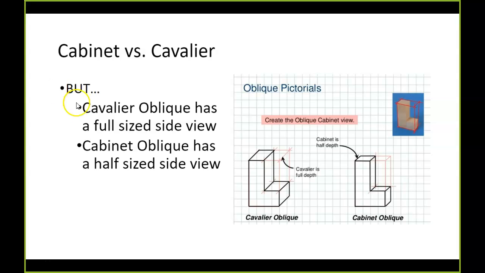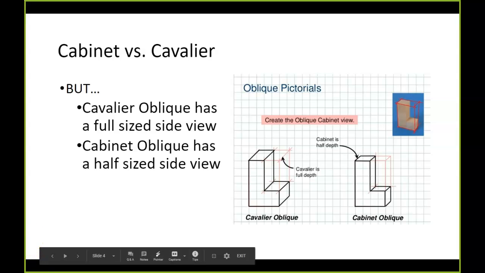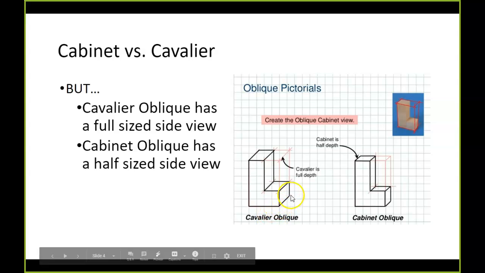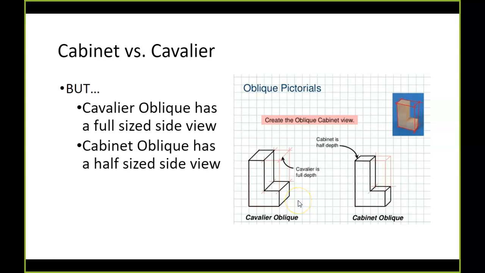Okay, so Cavalier, again, is a full depth. Cavalier drawings come from the French army, cavalry. Can never say that word. But a Cavalier drawing was used to draw French forts. Okay, and the advantage to a Cavalier drawing is that you can actually measure the side and use it within a scaled drawing. Okay, so you can actually build something like a fort from a Cavalier oblique drawing.